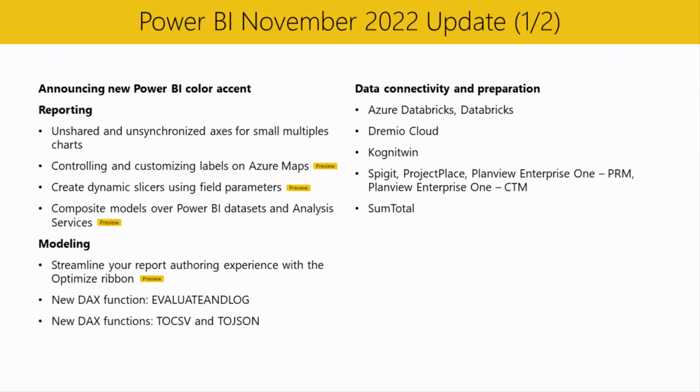Next, you can now create dynamic slicers using field parameters. This summer, we released a public preview of field parameters, which allows end users to dynamically change the measures and dimensions being analyzed in a report. While this feature allowed slicers to control what fields were used in other visuals, it didn't allow slicers to control other slicers. But now you can. Sujata will show us a demo of this powerful new capability.